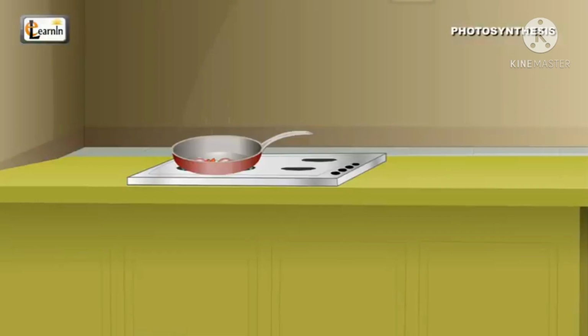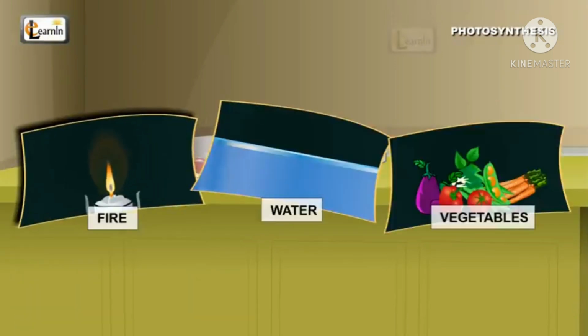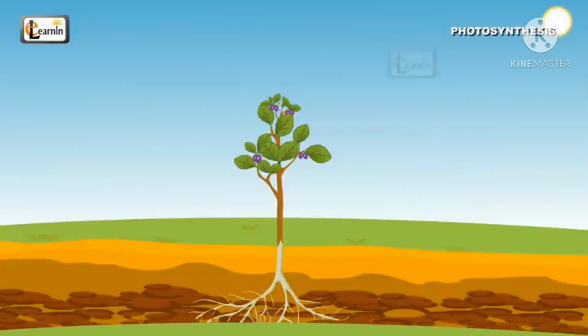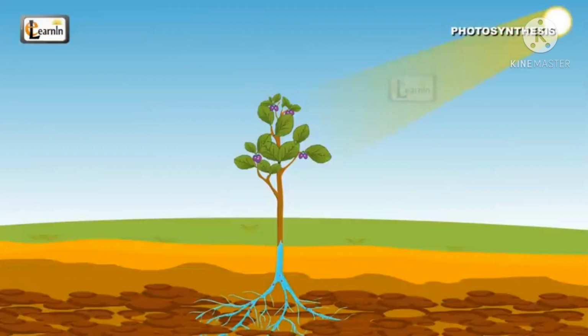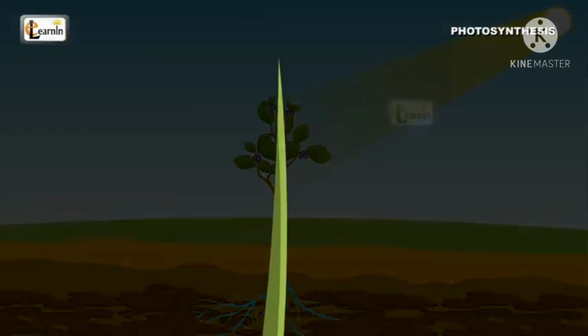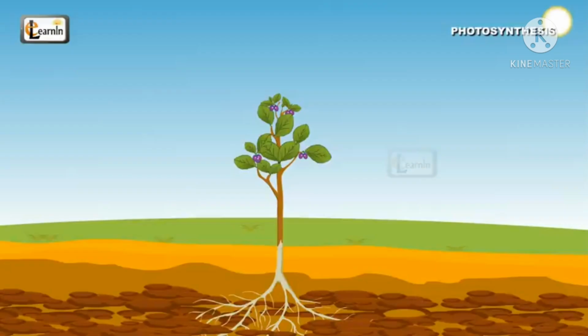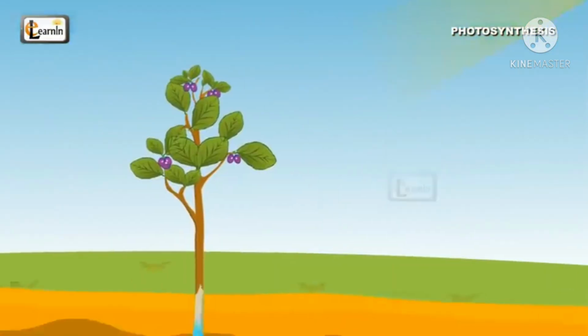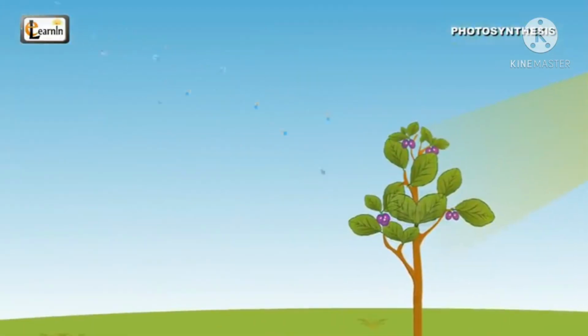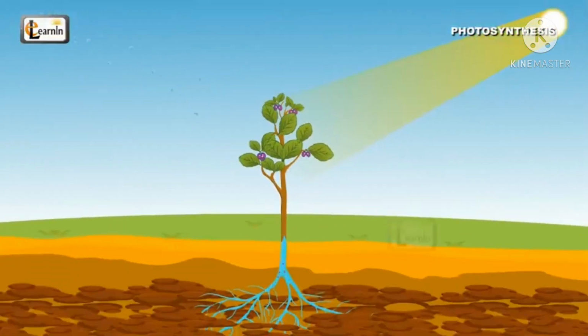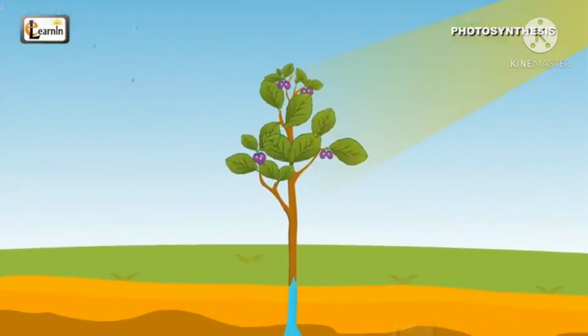When humans cook food, some essential things are required, including fire, water, vegetables, etc. Similarly, to make their food, plants also need some essential factors, including light, water, nutrients, soil, etc. Plants get light from the sun, water from the ground, and carbon dioxide from the air. All of these factors, including air, water, carbon dioxide, and sunlight together help plants churn out their own food.